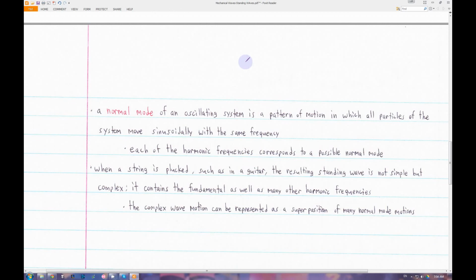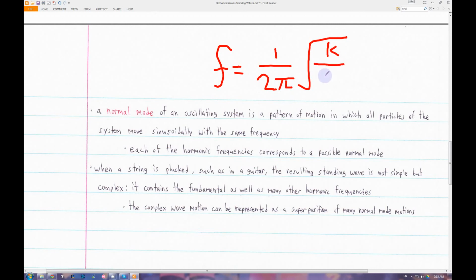Whereas before, when we had just one particle undergoing simple harmonic motion, such as a simple spring system or a simple pendulum, there is only one normal mode, because there's only one frequency that the system can oscillate at. And remember that one frequency that's possible is given by this equation, 1 over 2 pi times the square root of k over m. So that's the only frequency that that system can oscillate at, and therefore there's only one normal mode in a simple oscillator.